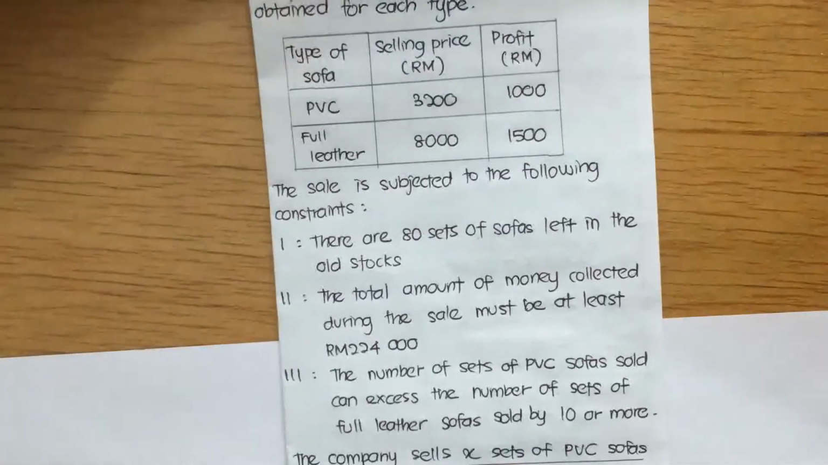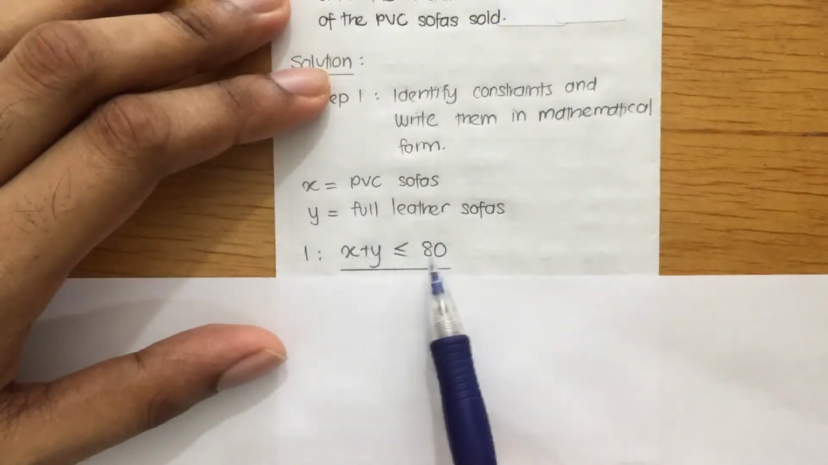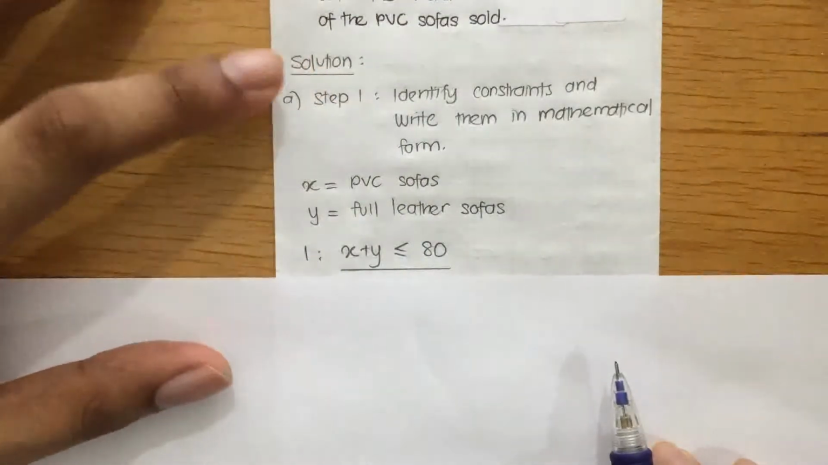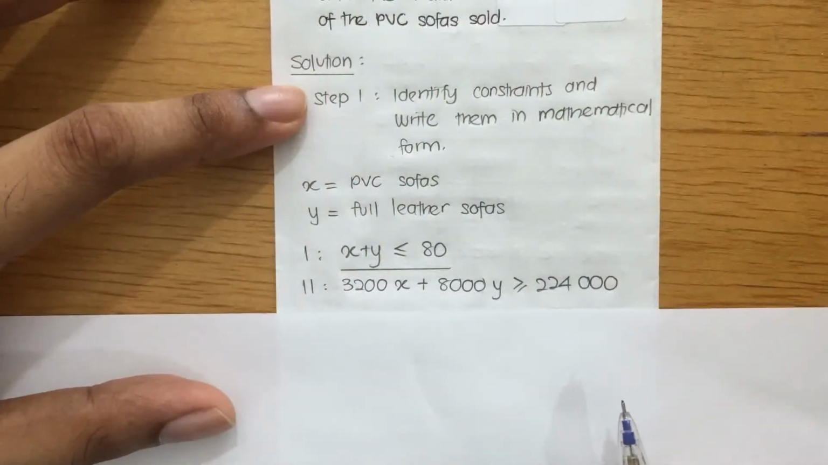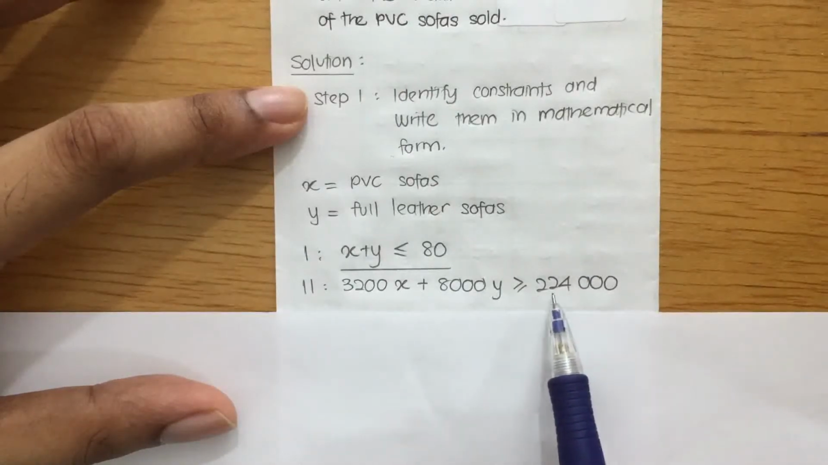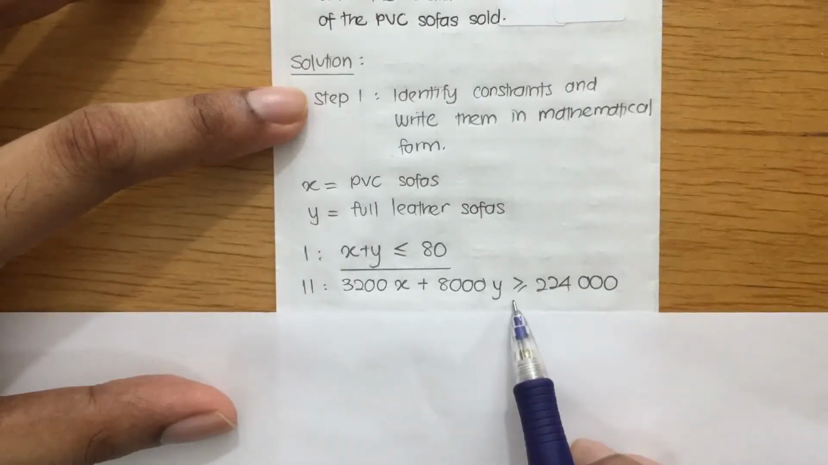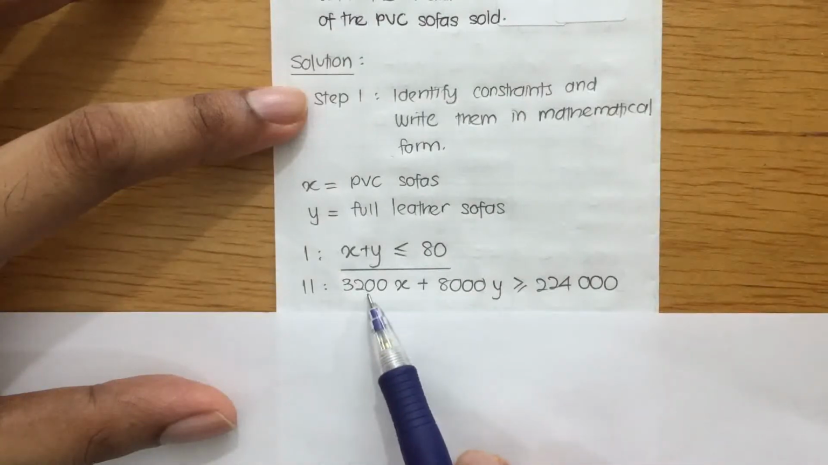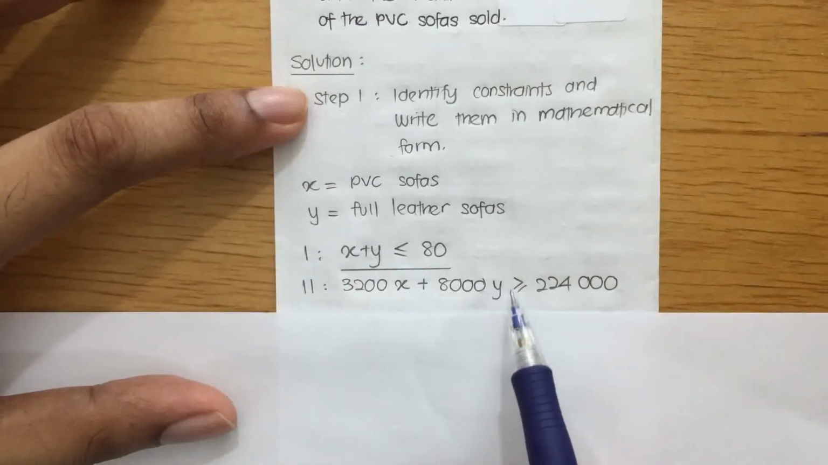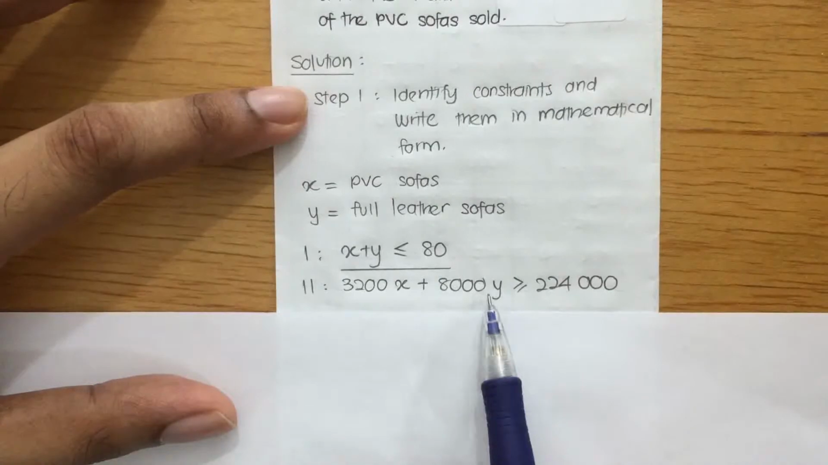Okay, back to our working, guys. So this is your first constraint, x plus y less than or equal to 80. Moving on to the second one. The total selling for the sofas must be at least 224,000 ringgit. Must be at least. So please take note of the keywords, guys. So what you do: 3,200x plus 8,000y more than or equal to 224,000. So how do I get this 3,200 and 8,000?